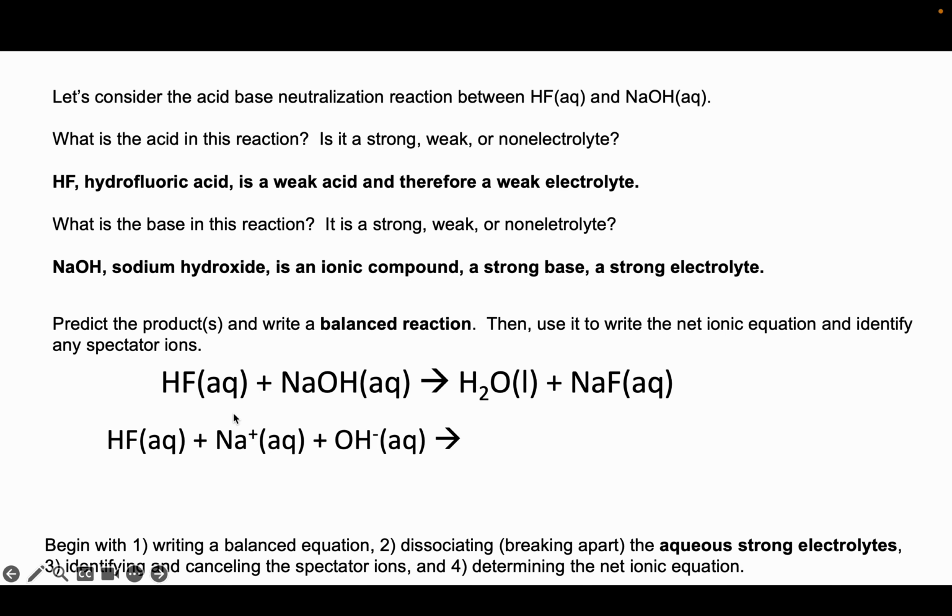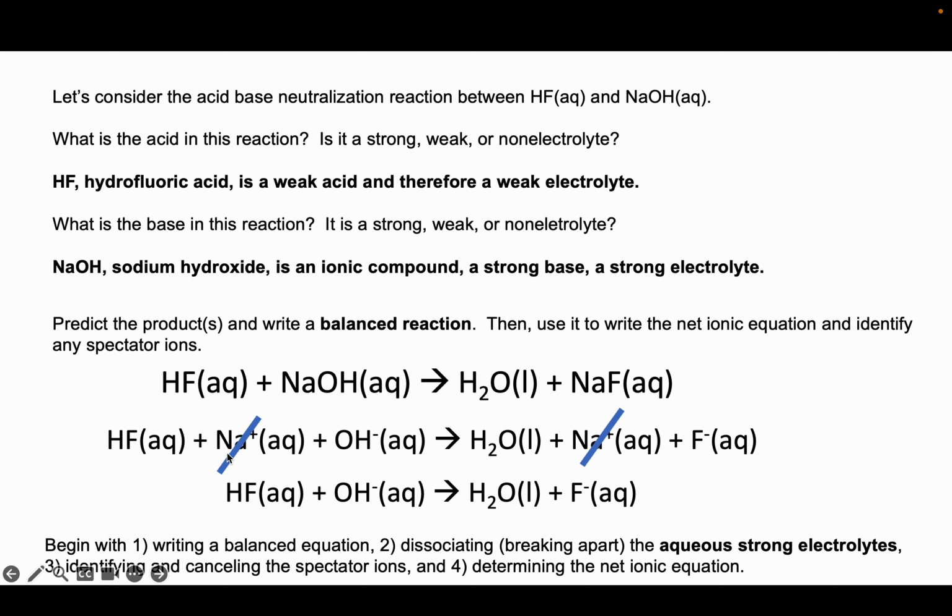HF is aqueous, but we just said it's a weak electrolyte, so we're going to write it intact. We break apart the sodium hydroxide. We keep the water intact. We break apart the sodium fluoride. What we cancel in this case would be the sodium, that's our spectator ion, and we have the resulting net ionic equation. When it comes to a net ionic equation, we don't need to start with this. The process that is outlined here will always work for us if we need to generate it.